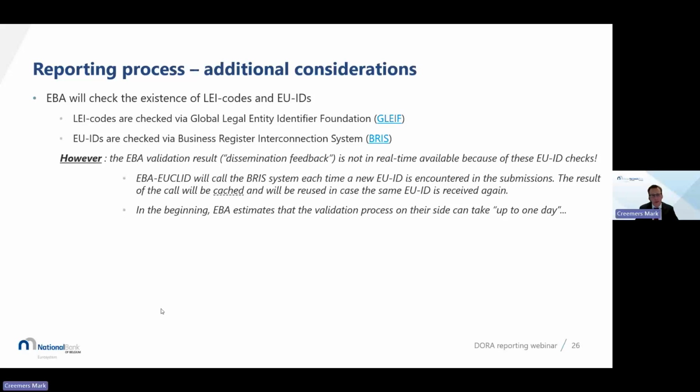And if there are 100 EU ID checks or even 1,000, they will have to be checked one by one in the BRIS system. Luckily for us, the EBA has proposed a solution in which they will cache the information of all this interaction. So after a number of days or weeks, when they have already checked a lot of EU IDs, the process will become much faster. But that also implies that in the beginning, the reporting process will be very slow on their side. It may take up to 1 day, is what they said to us last week.